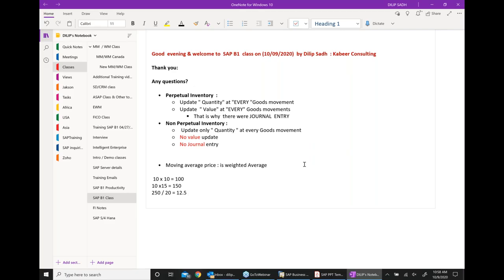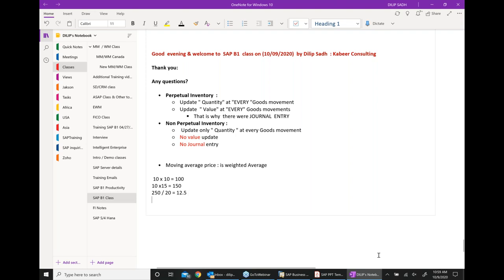If you want to make a note, then please make a note of that as well. Make a note of it. This is the weighted average.